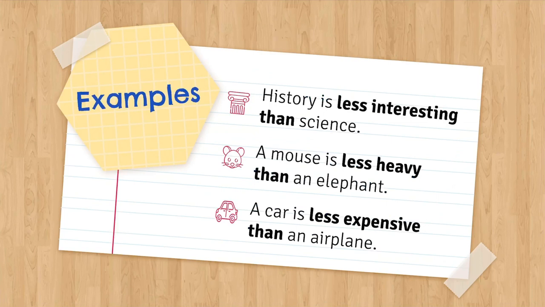And here we have some more examples. History is less interesting than science. A mouse is less heavy than an elephant. A car is less expensive than an airplane.